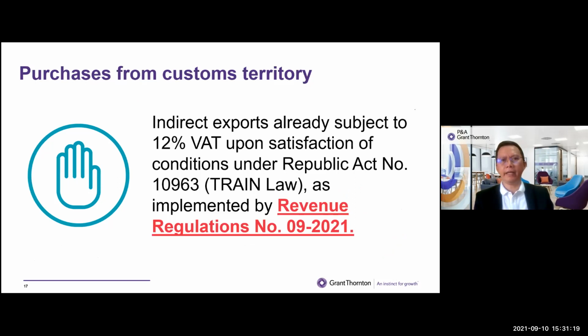The other one is on indirect exports, already subject to 12% VAT upon satisfaction of conditions under Republic Act 10963, or what we call the TRAIN law, as implemented by Revenue Regulation 9-2021. I think this is the hot topic, the controversial issue a few months ago. And good thing the BIR issued a new regulation deferring the implementation of this new revenue regulation. And that's the end of my presentation. Now, Attorney Kim will discuss the updates about this issue. Thank you, Edel. Back to you.